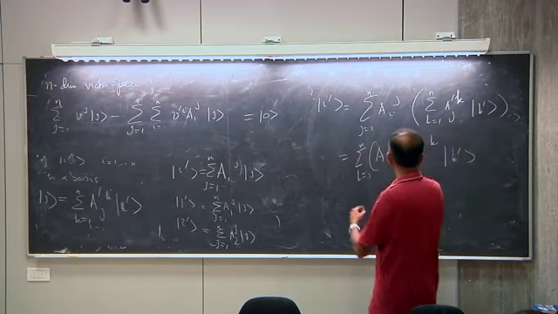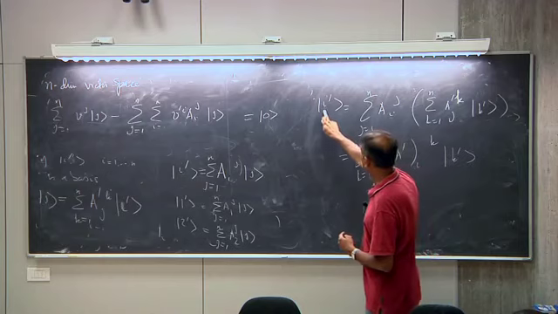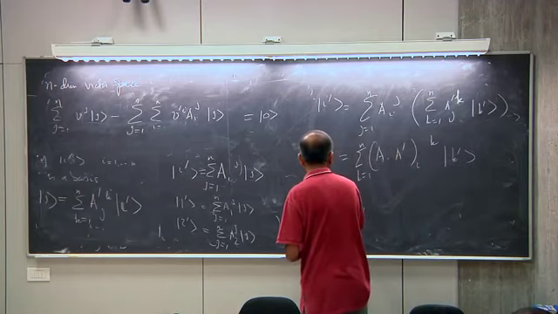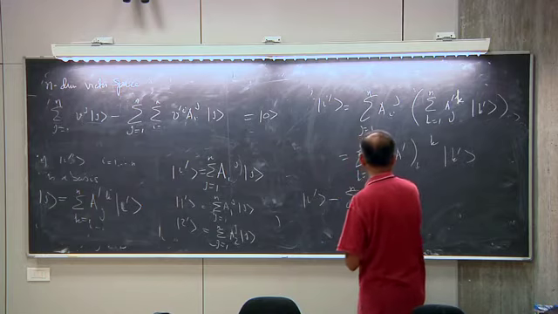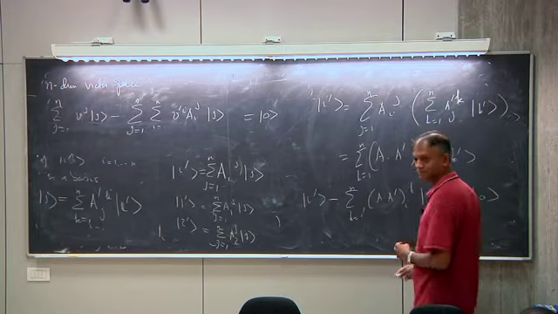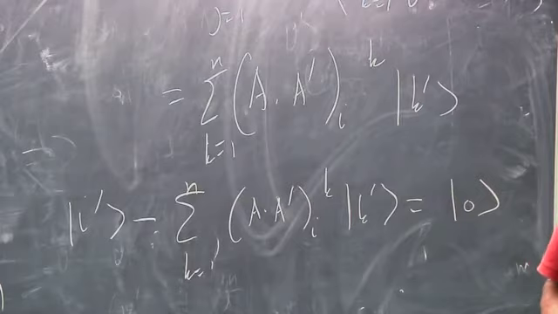But now again, take it on the other side. Okay, and let me write also I prime. Let's look at I prime minus the sum over k equal to 1 to n of A times A prime, in the matrix language, matrix multiplication, k prime. That's equal to the null vector. I took this on the other side, and you get a null vector.